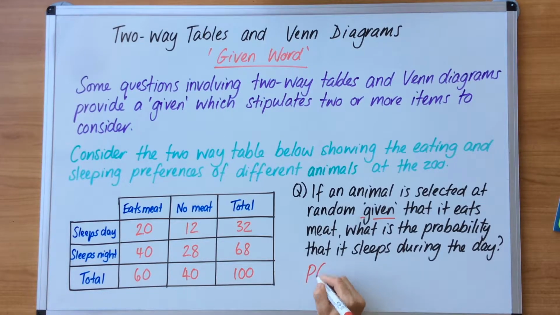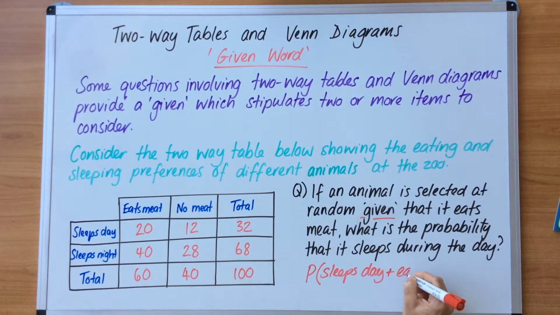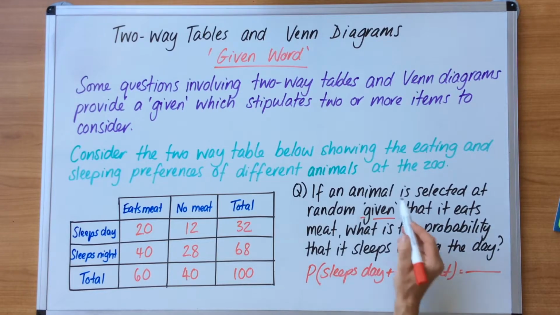So we go P for probability, brackets, and then we have to create a topic that's going to work, and we sit inside this bracket here. So it's quite long. I'm going to abbreviate this. So sleeps day and plus eats meat. And you can put this back to front. You can say eats meat and sleeps in the day. It doesn't matter as long as you look at the question and figure out what it's trying to ask you. So it sleeps in the day and eats meat.